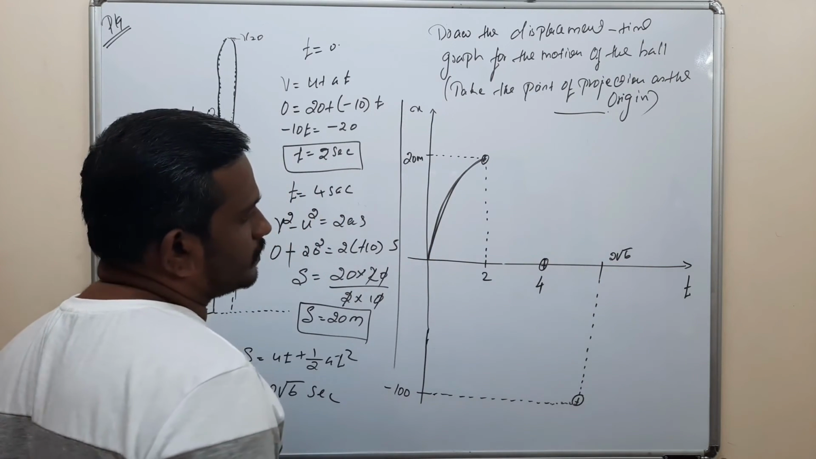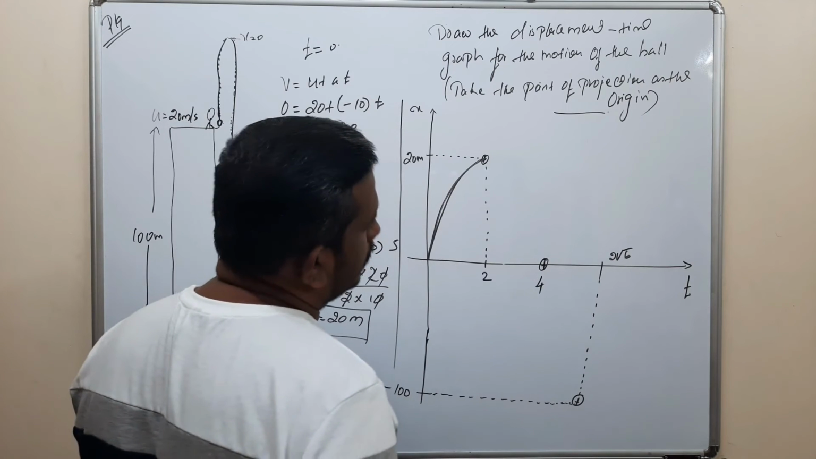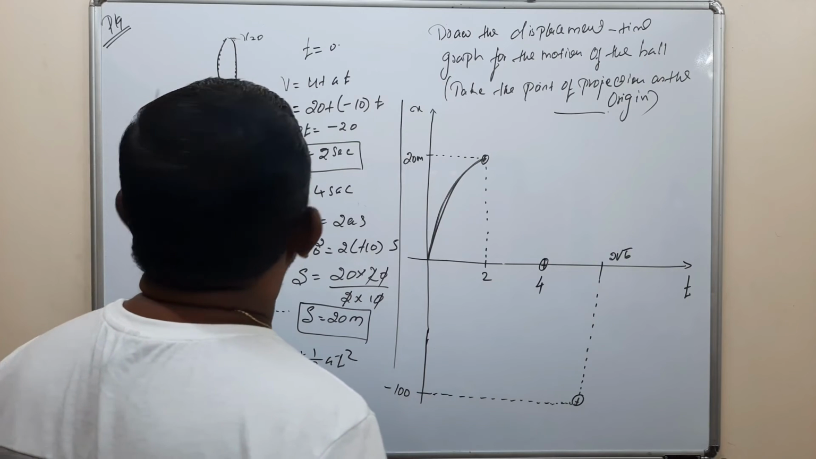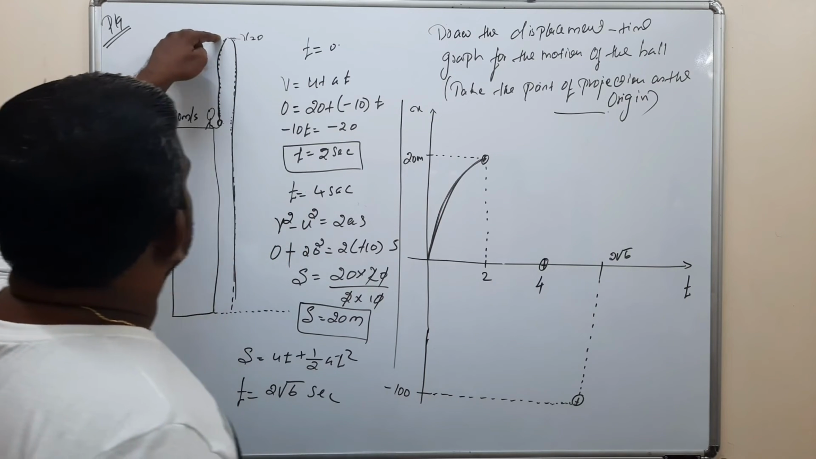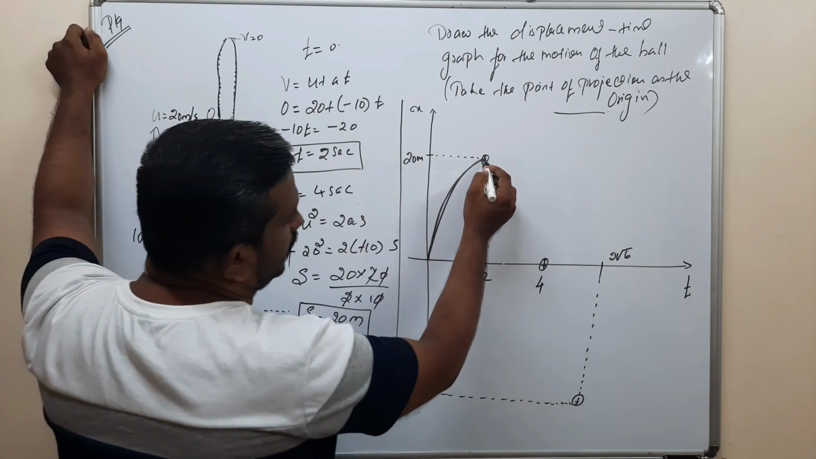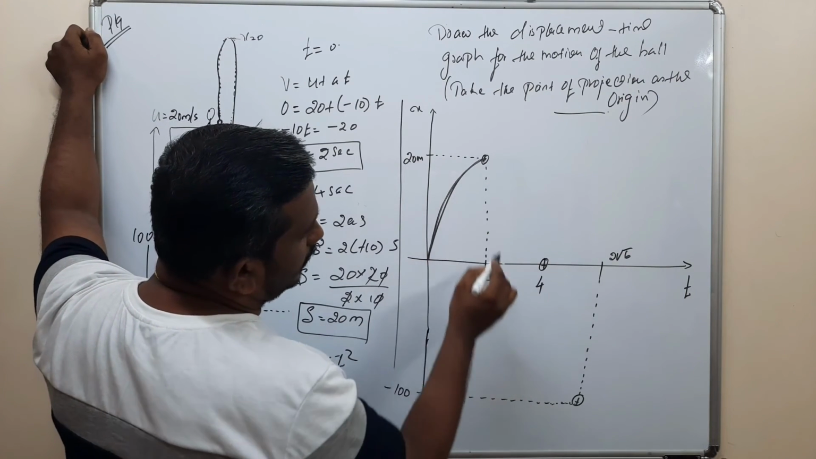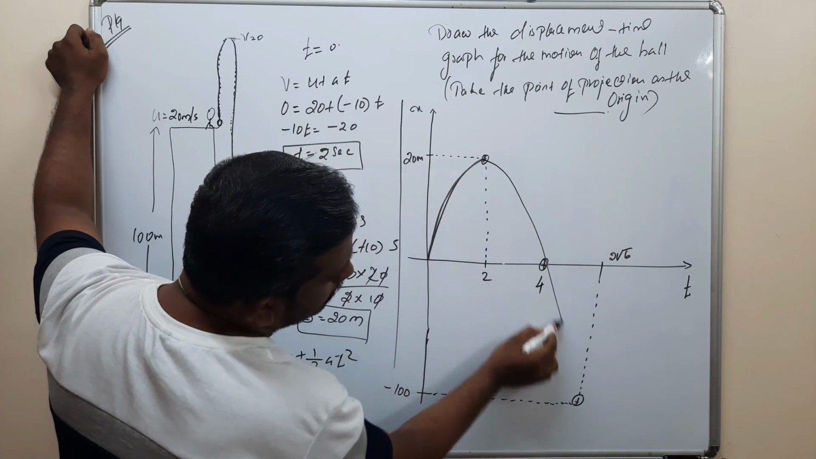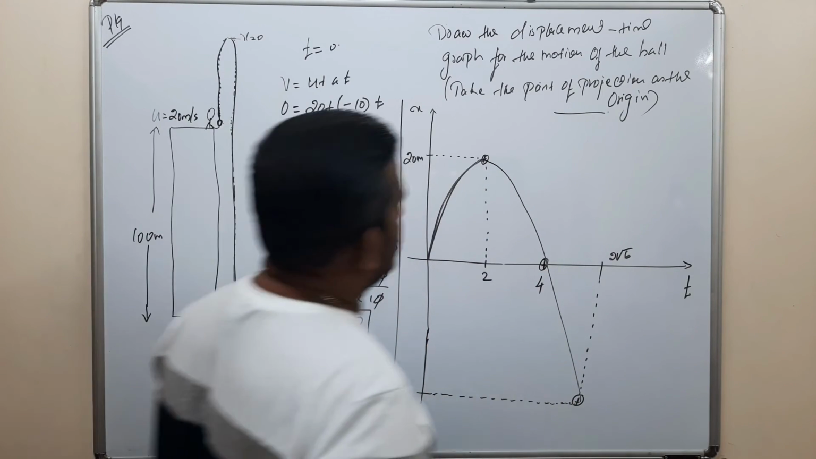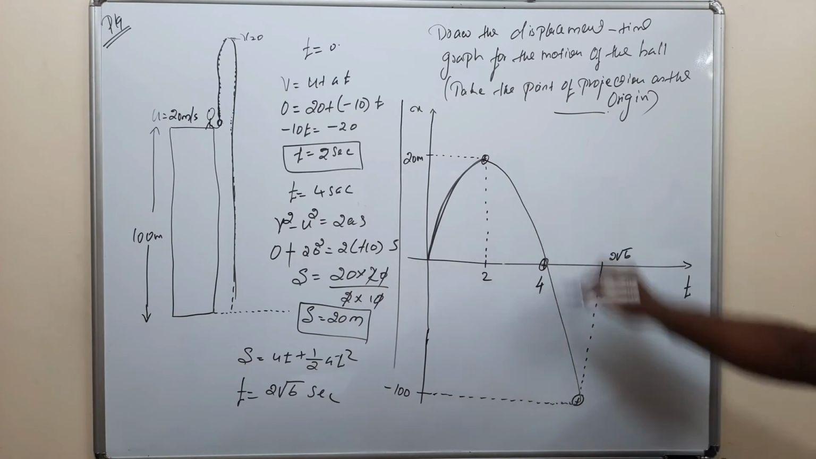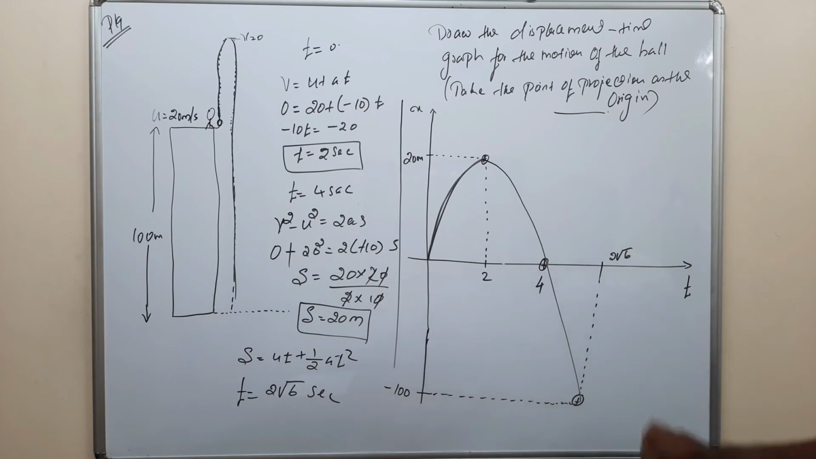Okay, it's like this. Then from this point on, the velocity increases. At this point the velocity becomes 0, and after that the velocity increases. From this point to this point to this point, the velocity increases. Also the velocity is negative.